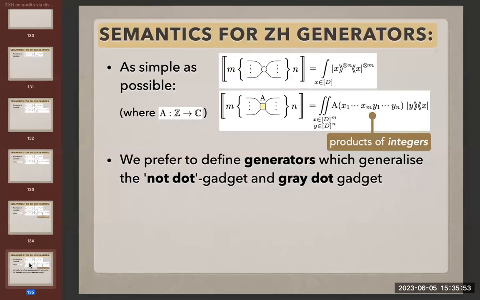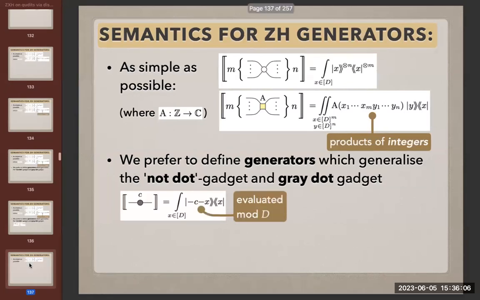Again, we prefer to define generators which generalize the not dot and the gray dot instead of thinking of them as being derived through particular structures. So we define the not dot this way, parameterized by some integer c, where that expression is evaluated modulo d. All the expressions within the kets and the bras, or the double kets and double bras, those are evaluated modulo d, but only there. Yes, so with that particular convention, this also follows Roy in the way that they defined the generalized not dots.